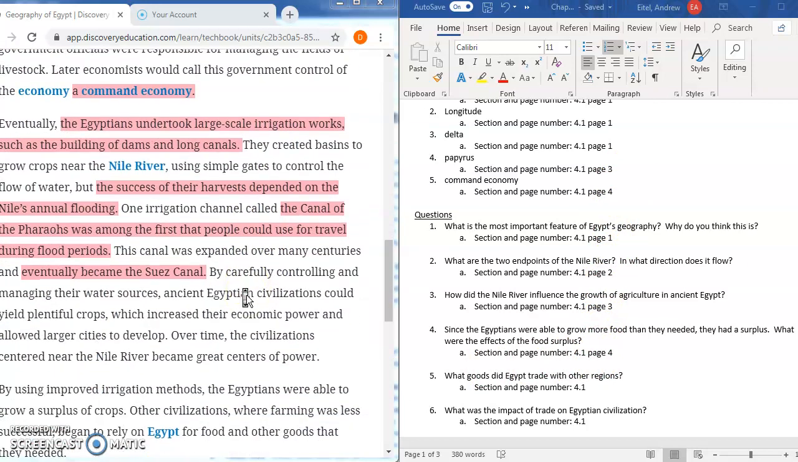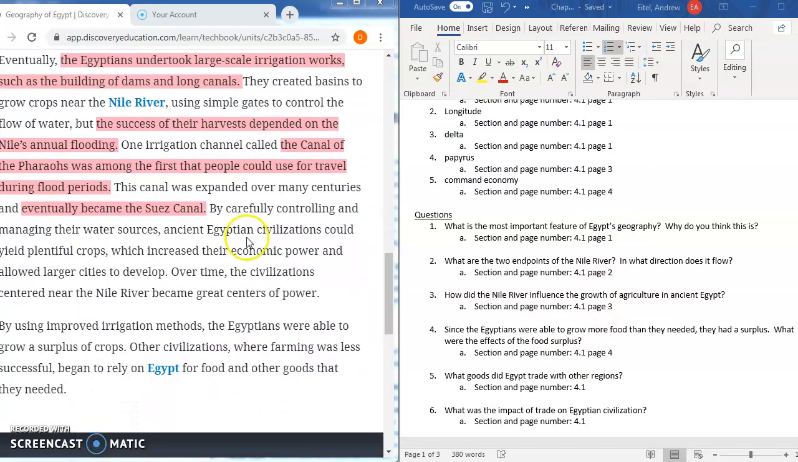Eventually, Egyptians undertook large-scale irrigation works, such as building dams and long canals. They created basins to grow crops near the Nile River, using simple gates to control the flow of water, but the success of their new harvest depended on the Nile's annual flooding. One irrigation channel, called the Canal of the Pharaohs, was among the first that people could use for travel during flood periods. This canal was expanded over many centuries and eventually became the Suez Canal.